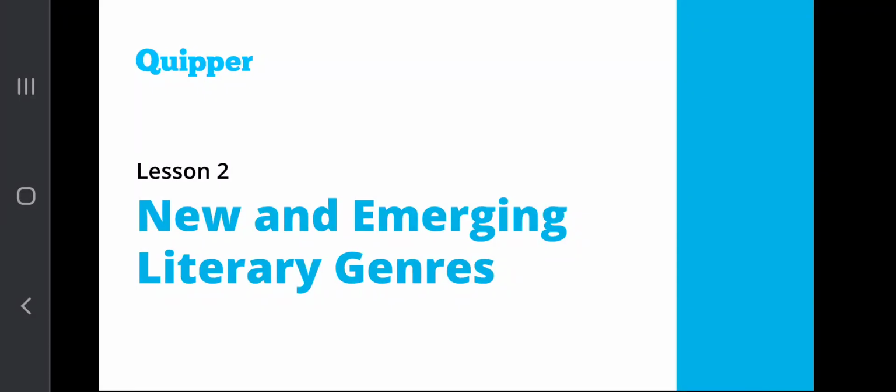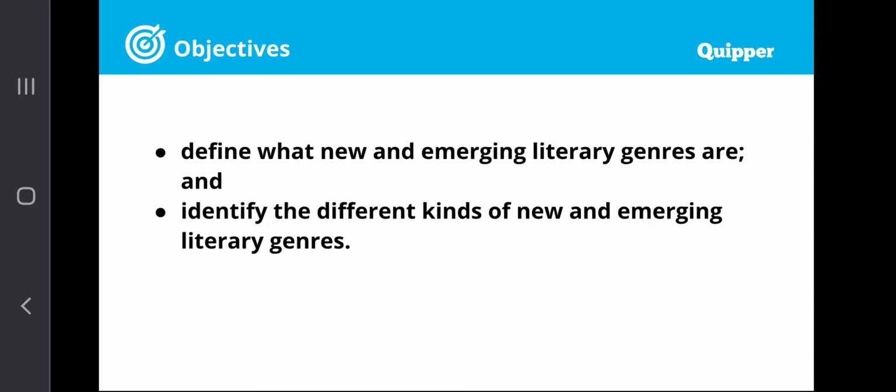Good day, class. Let's discuss lesson 2 of unit 4. And this time, we talk about new and emerging literary genres. So make sure that you have your notebooks with you to jot down key discussions and questions as we go along this discussion. Now, for this topic, class, the main objectives are to define what new and emerging literary genres are and identify the different kinds of new and emerging literary genres.